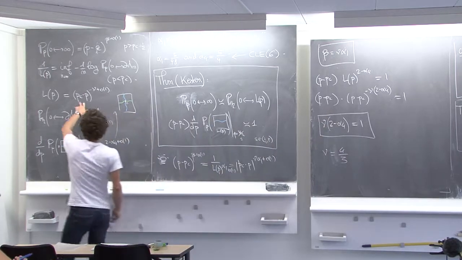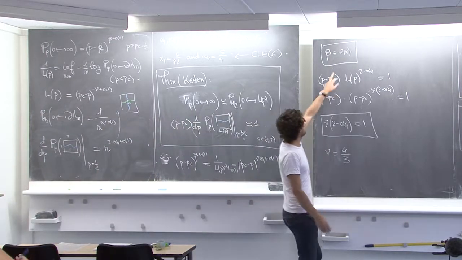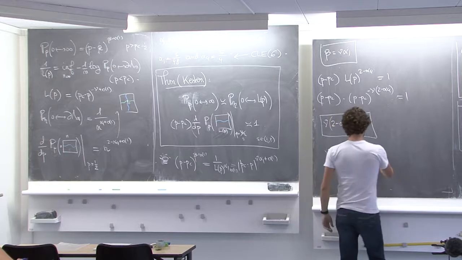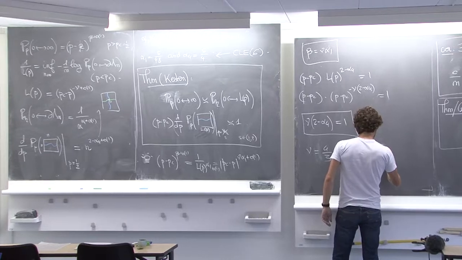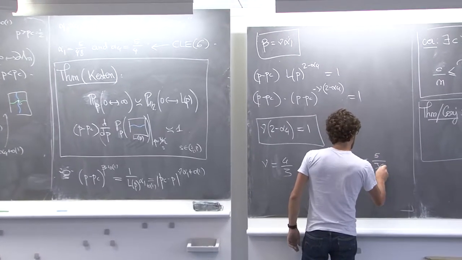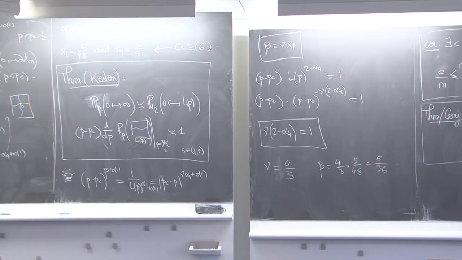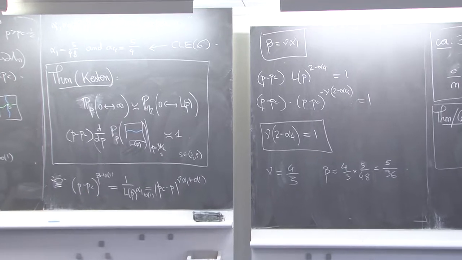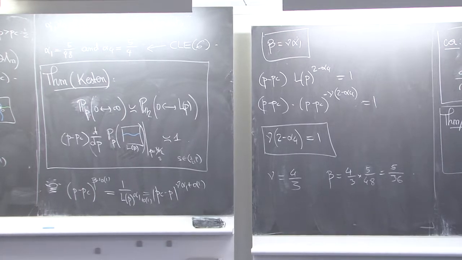So the correlation length behaves like pc minus p to the minus 4/3. And once I have nu, I can plug it here, and I get beta equal 4/3 times 5/48, and it gives me the 5/36. So this scaling relation of Kesten really gives you the near-critical exponents from the critical one. And this is something which is purely based on Russo-Seymour-Welsh theory. This Kesten result is actually '80 or something like that, maybe even earlier. So it's much earlier than the other results.